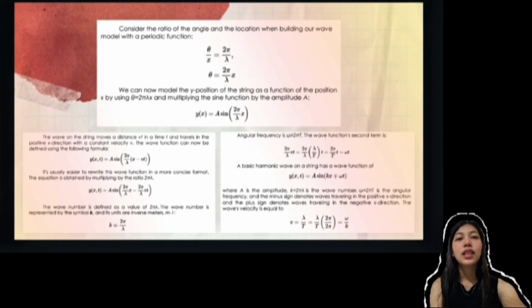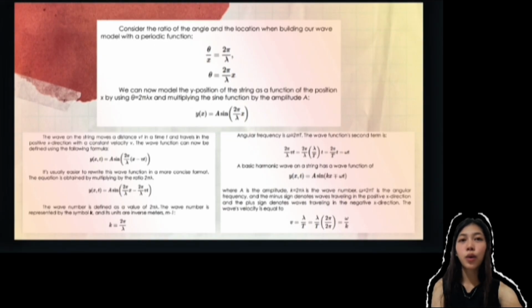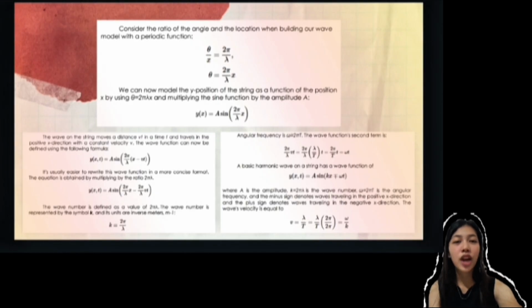So, in short, this formula helps us describe how a wave moves, how fast it travels, and how high it oscillates. Example, if a wave has a frequency of 10 Hz and a wavelength of 0.5 meters, then, using the formula v equals frequency times wavelength, we get 5 meters per second.